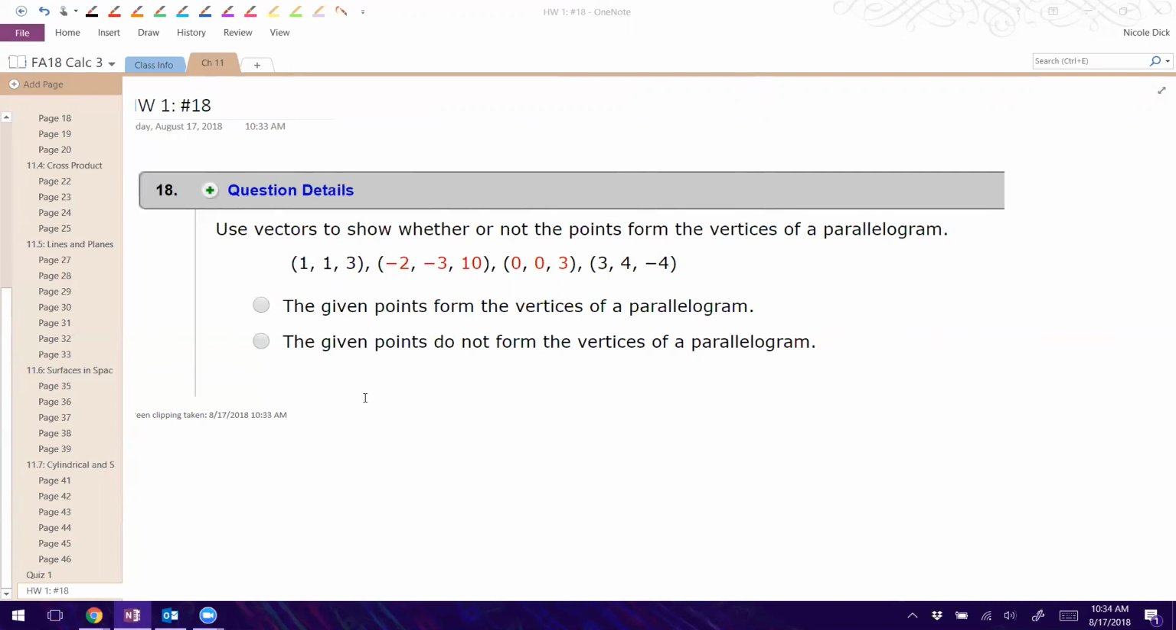If you use one of those point plotters online to go through and plot the points, you should be able to kind of see what's happening, and that would be okay. Or a way we can do it without just plotting points, more algebraically, requires some more parallelogram knowledge. So what do we know about parallelograms?